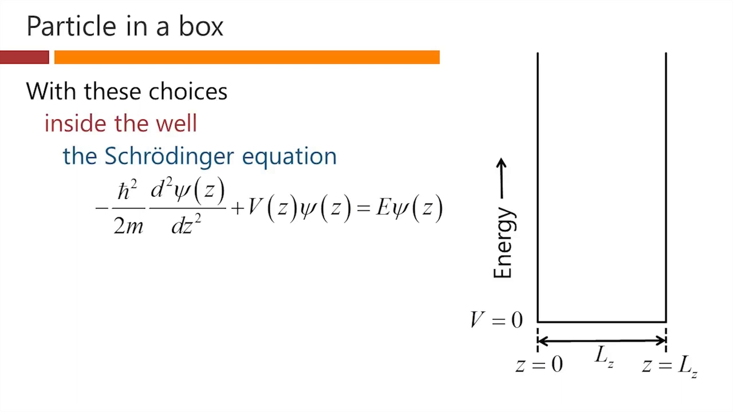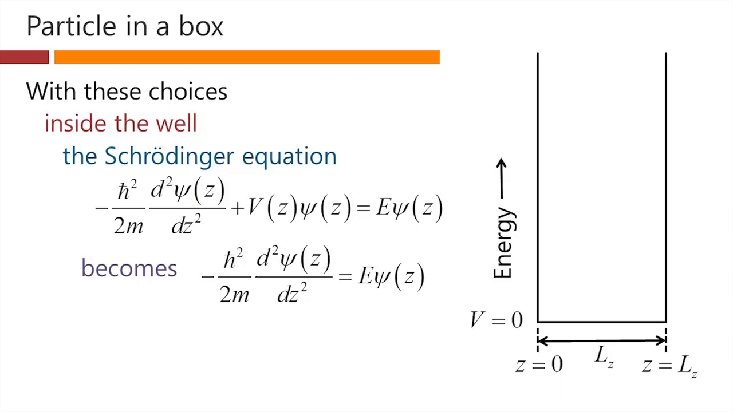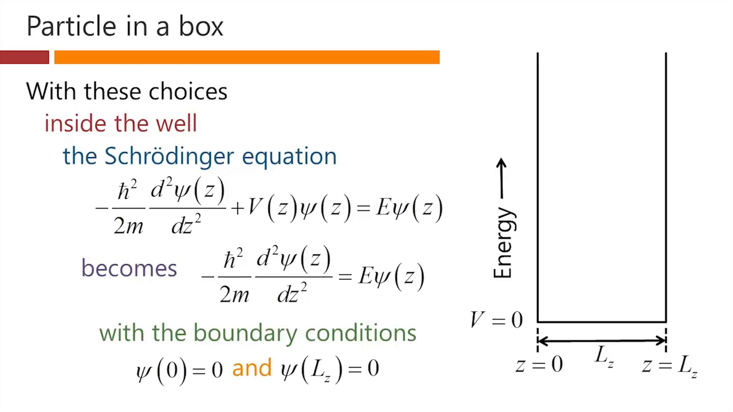So with these choices inside the well, that is inside here, our Schrodinger equation is going to simplify a bit because the potential V we've chosen to be 0 in there. And so the equation becomes a simpler version here, with the boundary conditions that psi of 0, that is at this point here, is going to be 0, and psi of Lz, that is at this point here, is going to be 0.